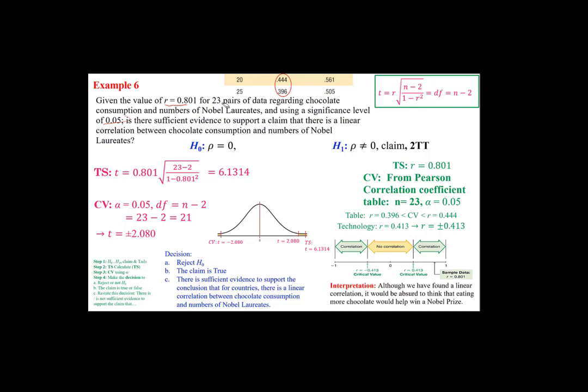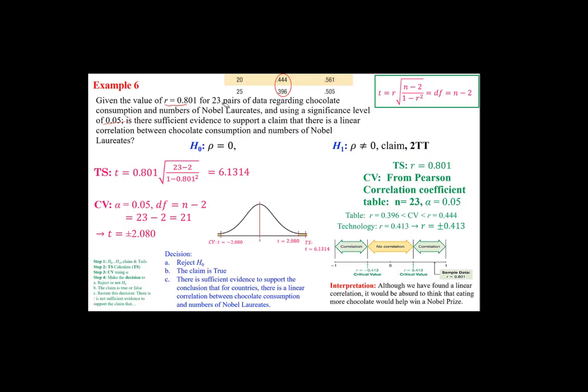And so we shouldn't, of course, forget the following. Although we have found a linear correlation, it would be absurd to think that eating more chocolate would produce a Nobel Prize, because that was the idea among the two pieces of data. And the thing is, you can always find a correlation, but it may not mean anything, one may not cause the other. It's important to understand that.